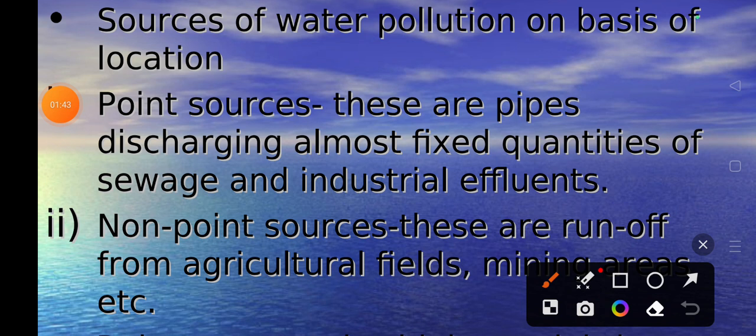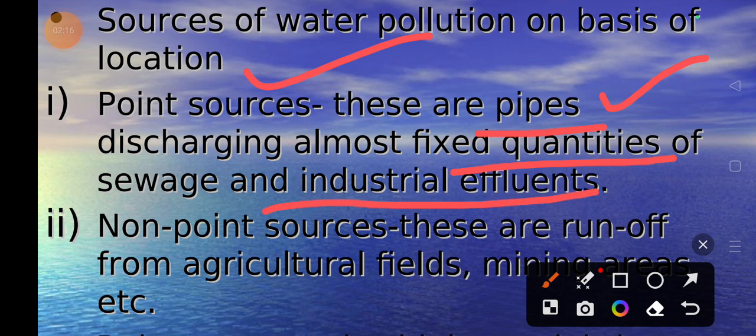We have also categorized water pollutants on the basis of location, like point sources and non-point sources. What are point sources? Point sources are those we can identify, like pipes, from which discharge is happening in large quantities. The sewage and industrial effluents are coming from the pipes. We can point out that source, that is known as the point source. And non-point sources are like agriculture runoff from the agriculture fields, and mining areas, where the chemical content comes and mixes in the water. Due to that, pollution is happening.